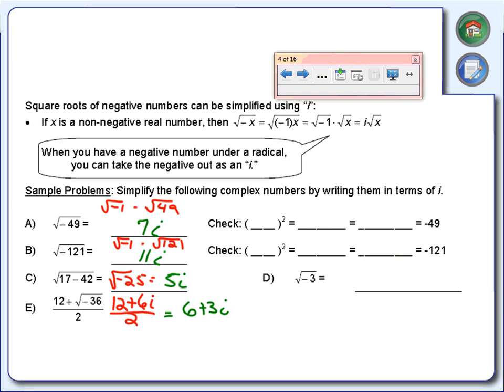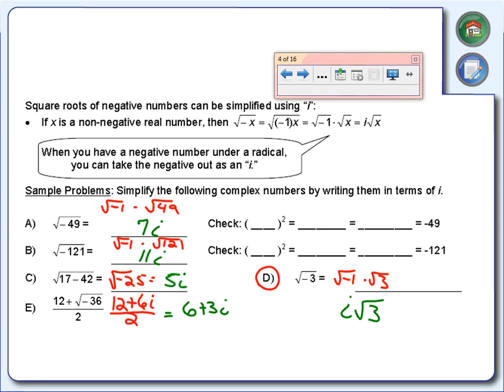Got one more over here we're going to look at, and that's D. The square root of a negative 3. Well, here's what I know. I can break it apart or simplify it as the square root of negative 1 times the square root of 3. I also know that the square root of negative 1 is i. But what's going to happen if I try and take the square root of 3? The long decimal. And I don't want that long decimal. What I'm going to prefer is the square root of 3. Don't give me decimals. Leave it in this radical form. So we're going to write it as i square root of 3.